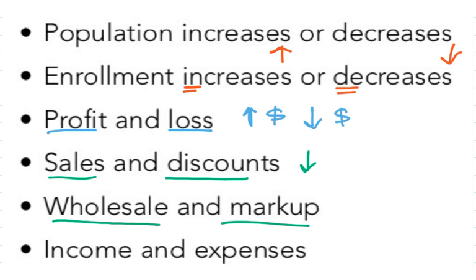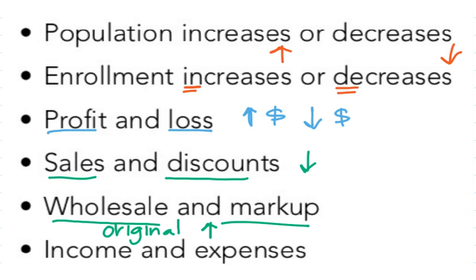Wholesale and markup is another type of thing when you're going to the store. Companies buy products at a wholesale price. So the original would be a wholesale price. And then they mark up the price, so then they increase the price for us to buy the product.